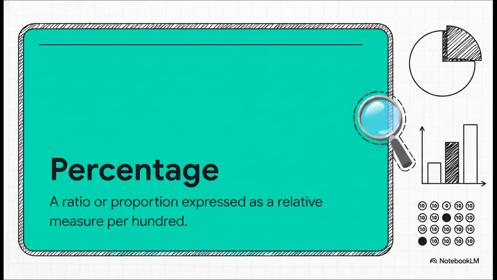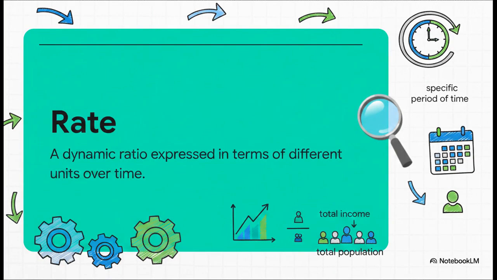Next is the percentage. Relative measures are just so much easier to visualize in our heads, which is why we constantly translate base ratios into percentages. It's simply a ratio expressed as a relative measure per 100. It's honestly a pretty brilliant magic trick, taking a totally abstract fraction and turning it into a metric that literally anyone can understand instantly. And our third core tool is the rate.